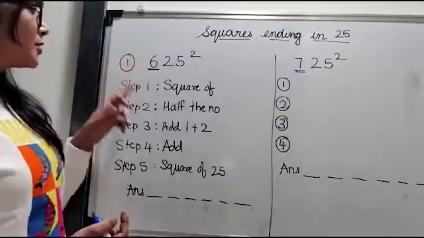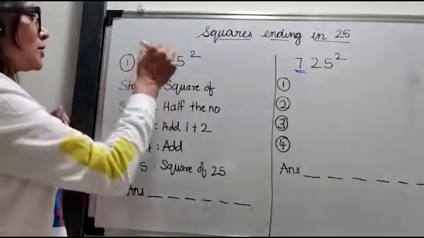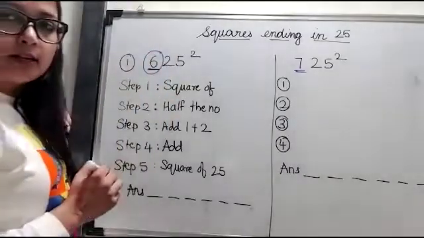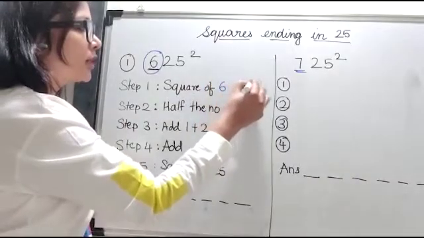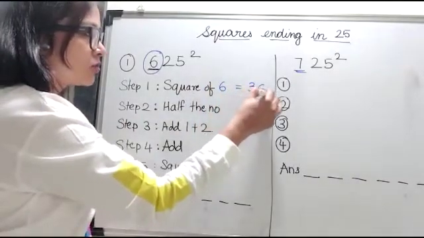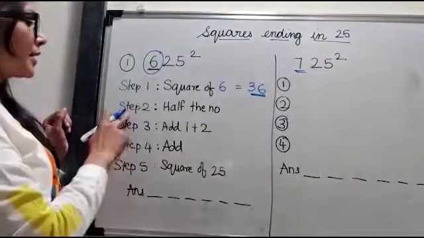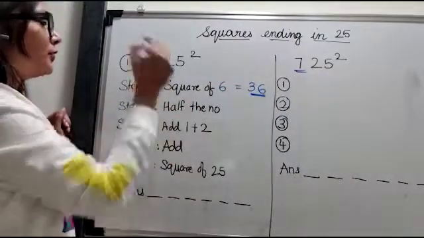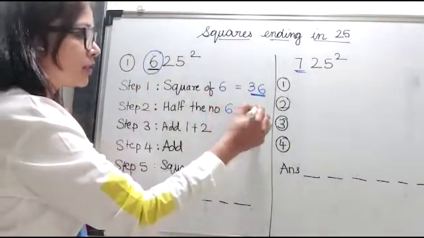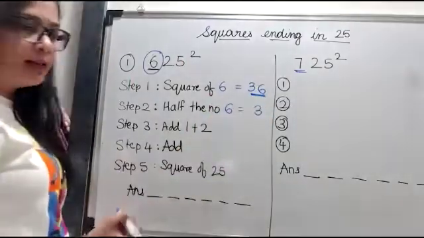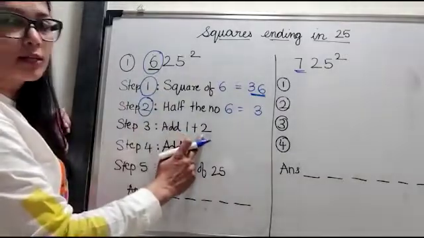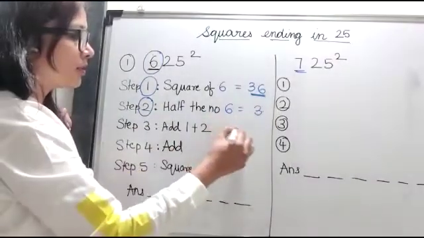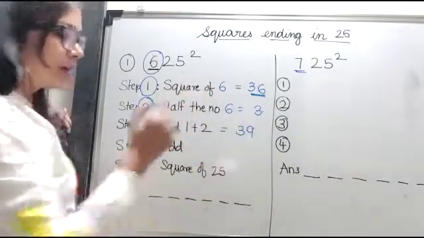So the first step is the square of the number which comes before 5. That is 6 square, so the answer is 36. This is your first step. Second step, half the number. We'll halve the number 6, so that is 3. Right? Now this is step 1, this is step 2. Add step 1 and 2. So 36 plus 3 is 39.